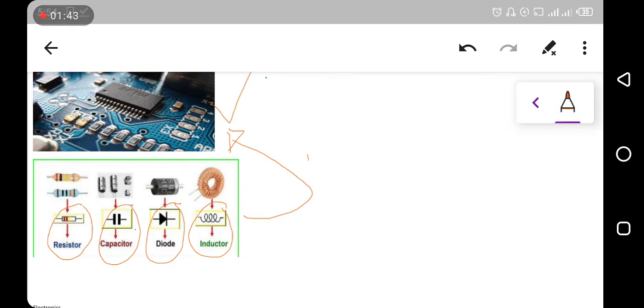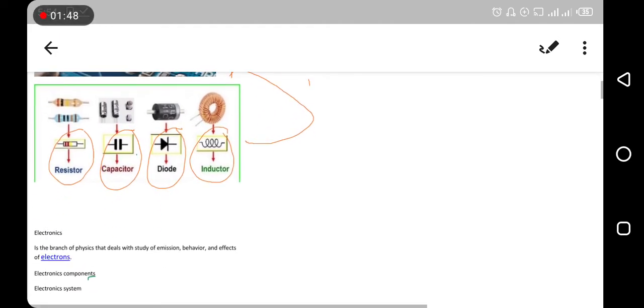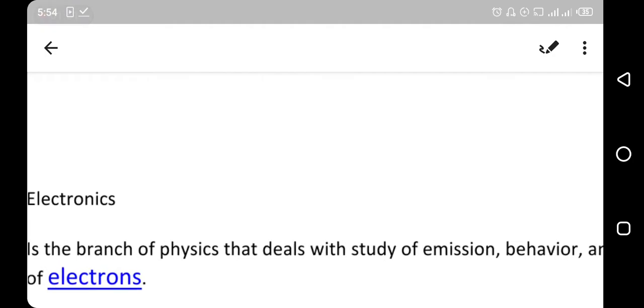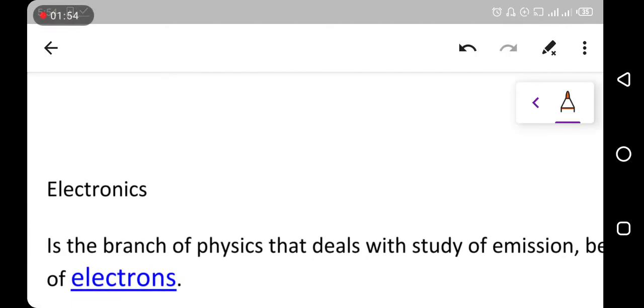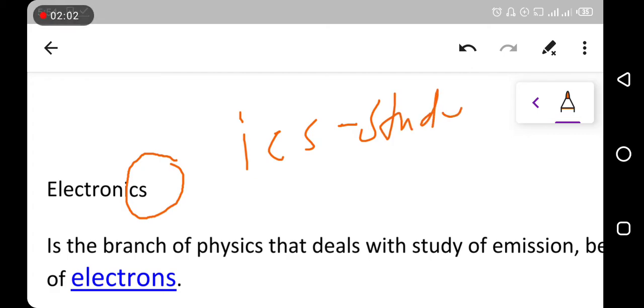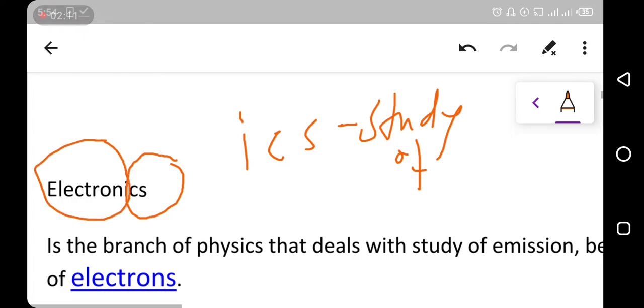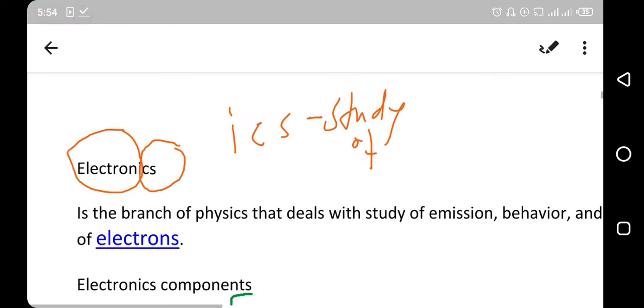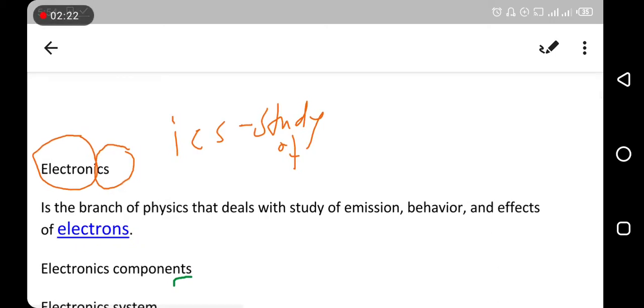So what is electronics by actual definition? The word electronics consists of the suffix ICS, which means start off. But it also consists of the word electron. So electronics deals with the study of electrons, and we have the formal definition of electronics.